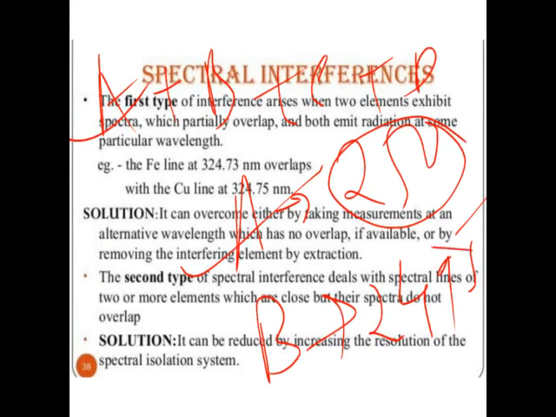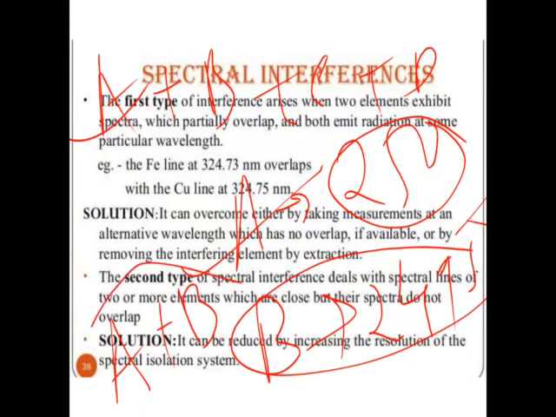But what happens, this B also has nearly the same wavelength as compared to A. So some amount of B, or some part of B, will also accept this wavelength, but in a very small amount. So due to that, we are getting the results of A along with a small amount of B. So we are not getting the actual or proper result. So this is called the spectral interference.